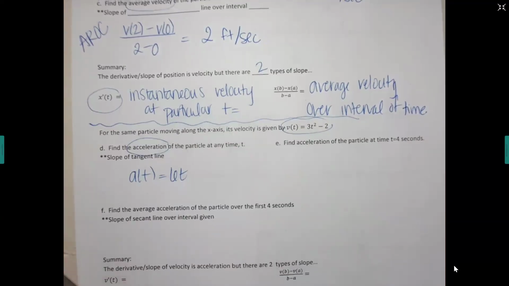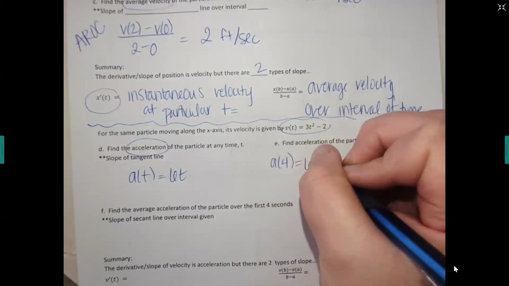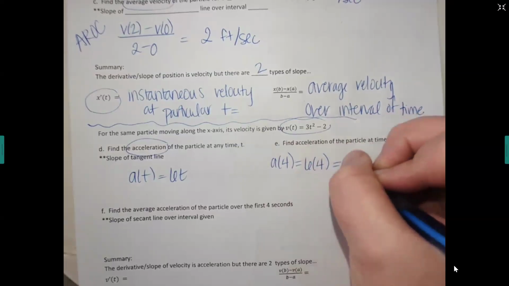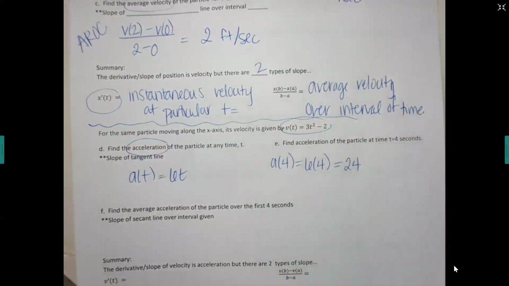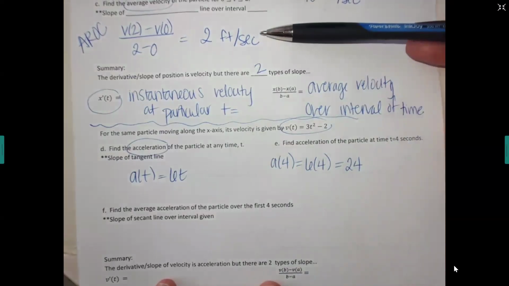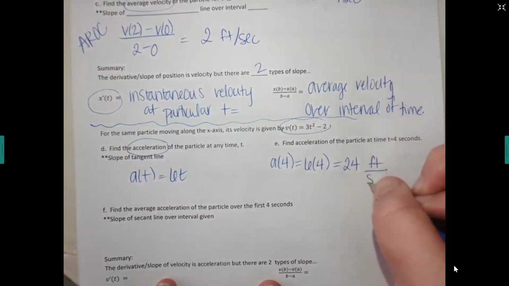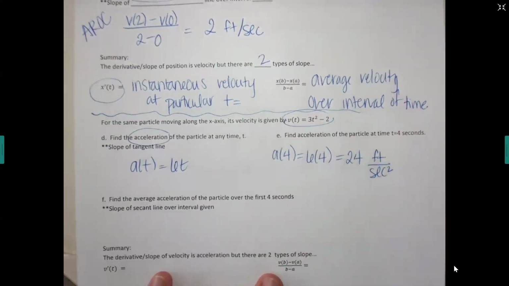Then if I want the acceleration at time 4, I would just take the 4, plug it in. What would I get for my acceleration at 4? 6 times 4 is 24. Now, we haven't really gotten into units a bunch, but if velocity is feet per second, what would acceleration be in? Feet per second squared, very good.